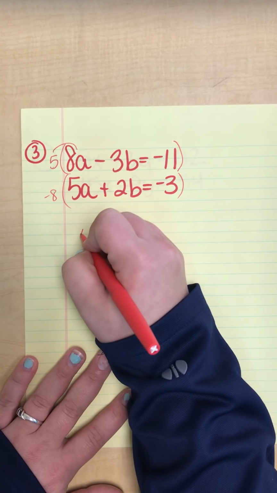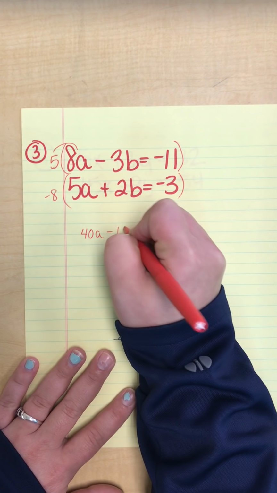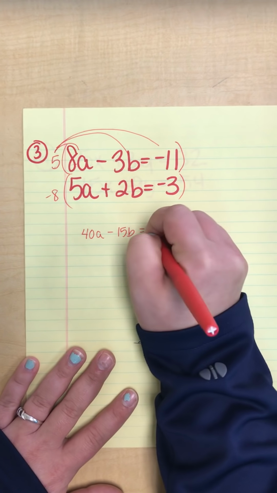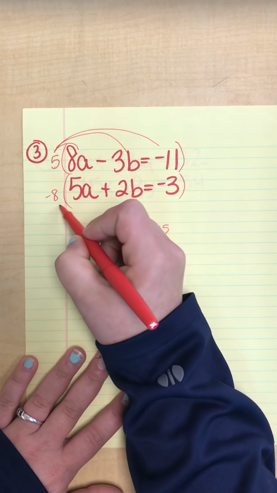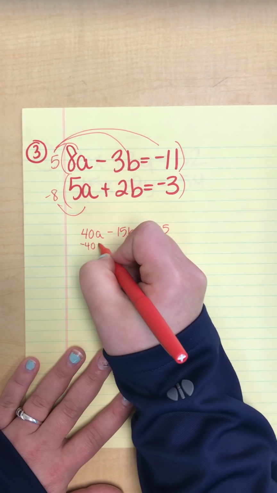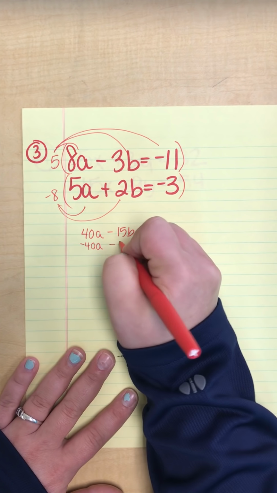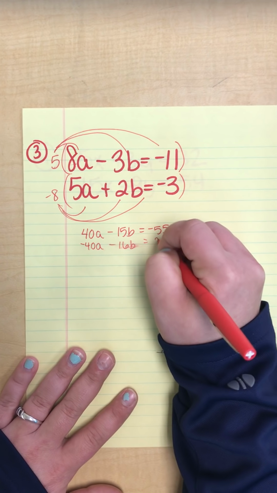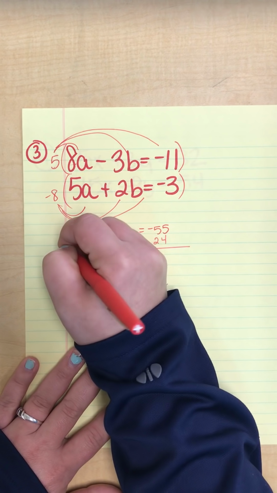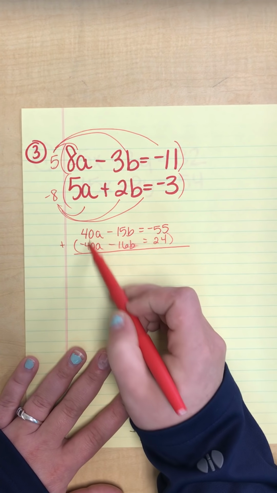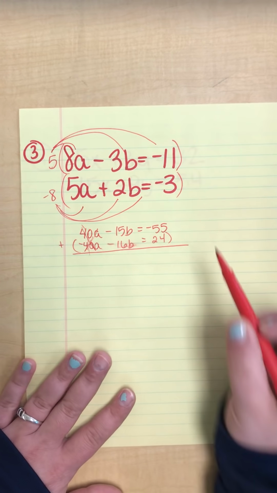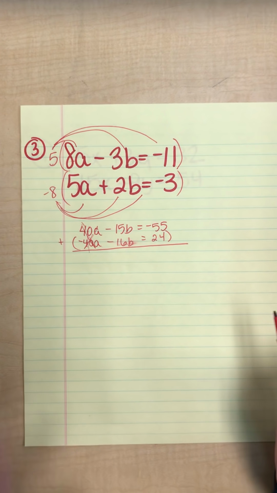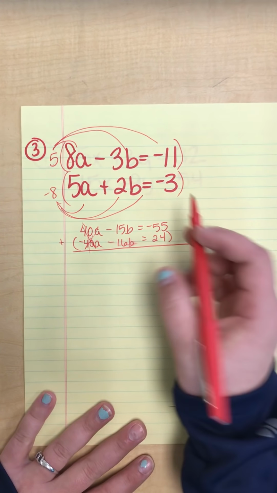So now I have 40a minus 15b equals negative 55. And then on the bottom I have negative 40a minus 16b equals 24. Now I can add my two equations together because my a's are going to cancel. So your goal is to make either the a's or the b's the same or opposite each other, sorry, one positive, one negative.